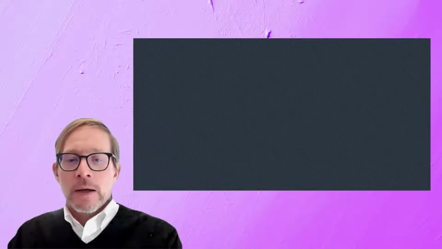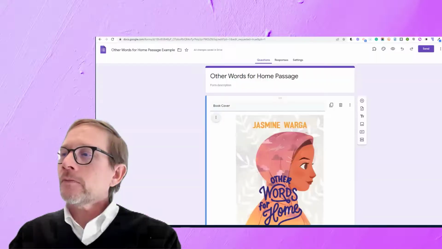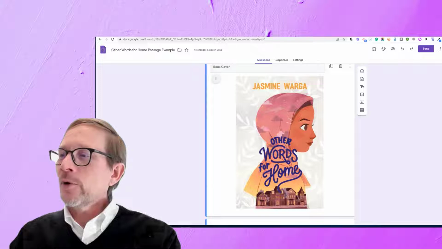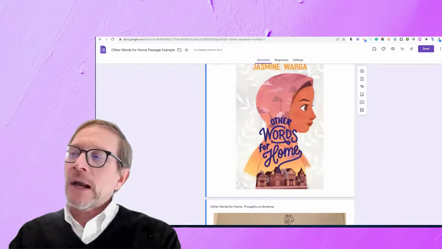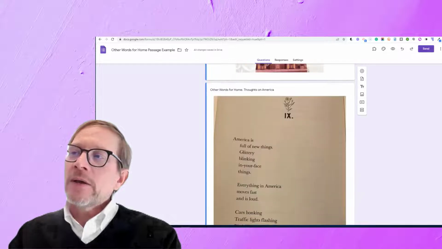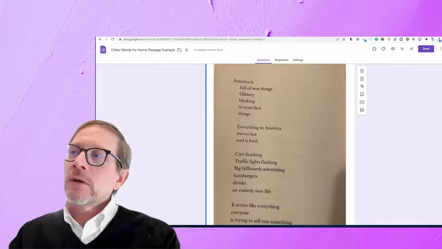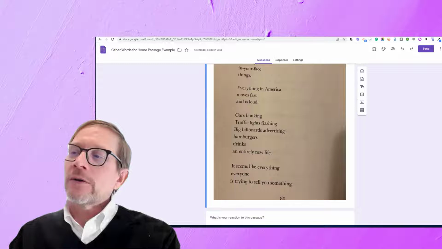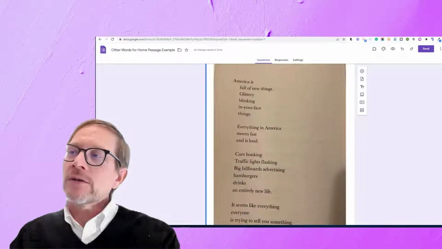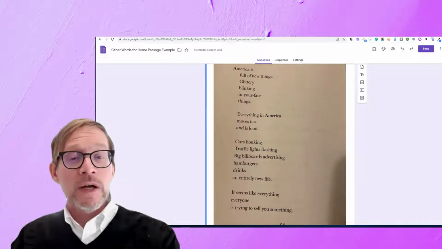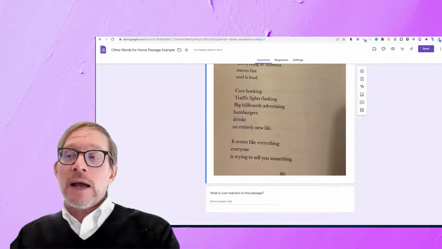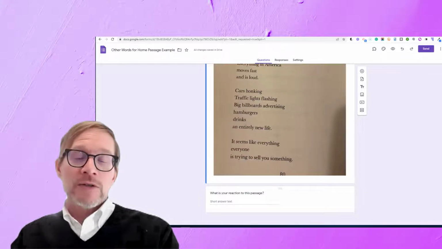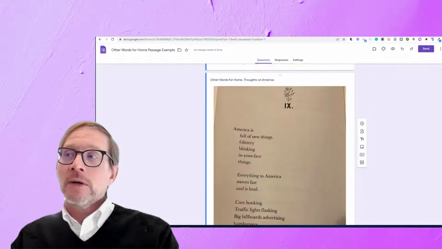So in this Google Form, again, it's the same book here, Other Words for Home. I put the cover on the front, but I'm not asking questions. And then here's the passage. It's the main character's thoughts, first impressions of America. And so the students could read this. And I'm asking, what is your reaction to this passage?